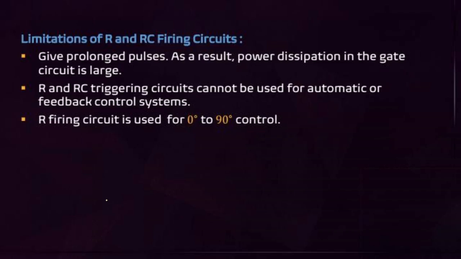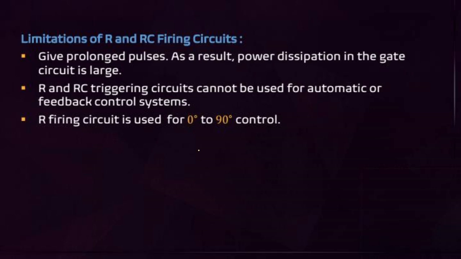Then what are the limitations of R firing circuits and RC firing circuits? This is very important. The main drawback of the R firing circuit and RC firing circuit is that we are not generating sharp pulses. It is prolonged pulses, very large width pulses, which leads to more power dissipation. R and RC triggering circuits cannot be used for automatic or feedback control systems.